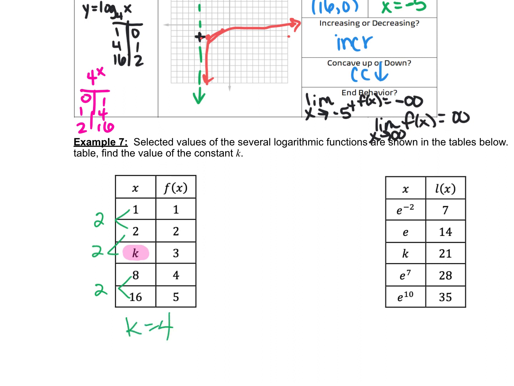Ooh, now this one just looks a little different. Okay, it's got E's in there. And we've got K again right here smack dab in the middle of the table. I'll be honest with you, when I first saw this problem, I was like, I don't know. I jumped away from the negative values, okay? Because we got to think exponential function, all right?